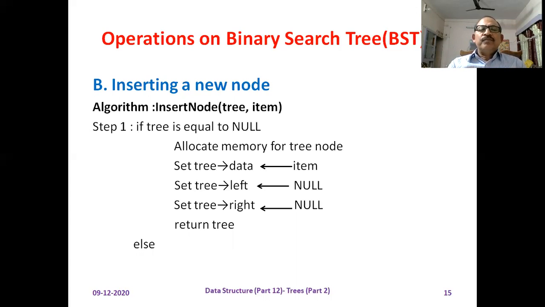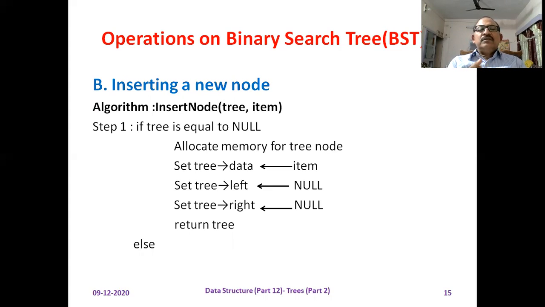What will we do? First step, allocate memory for the tree node. Next step, set tree data equal to the item to be inserted into the binary search tree. Next step, tree left is equal to null, tree right is equal to null, and return tree. We have finished our work. Suppose we are going to add the first element in a binary search tree. That node will become the root node of the binary search tree.